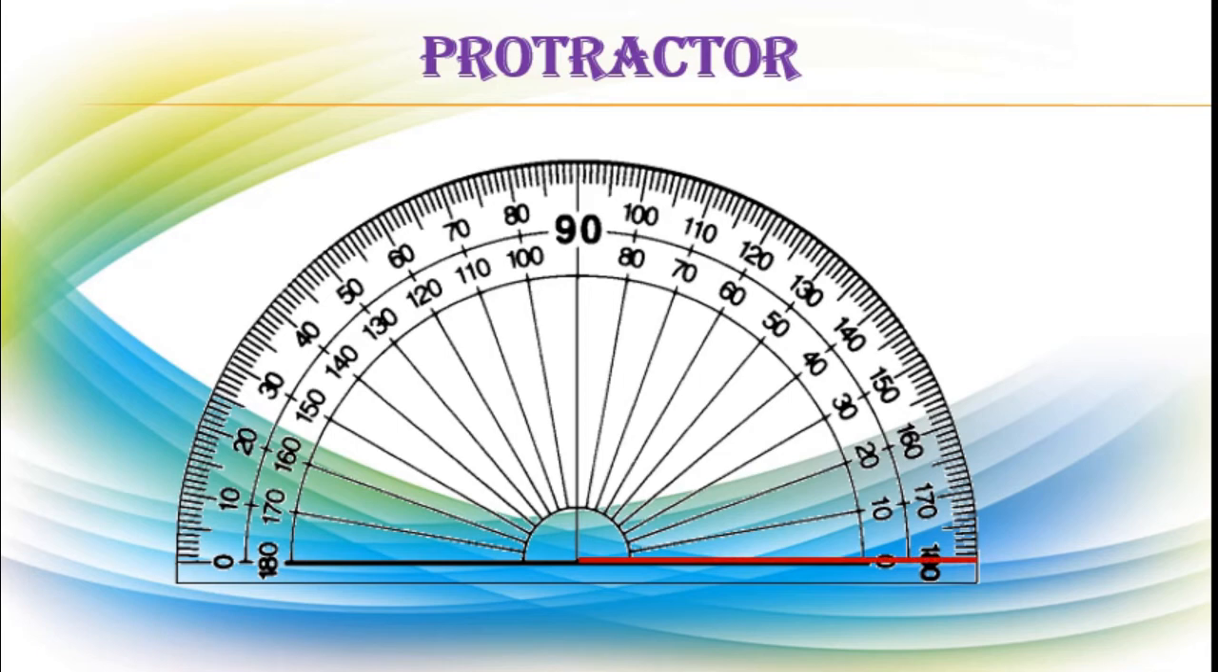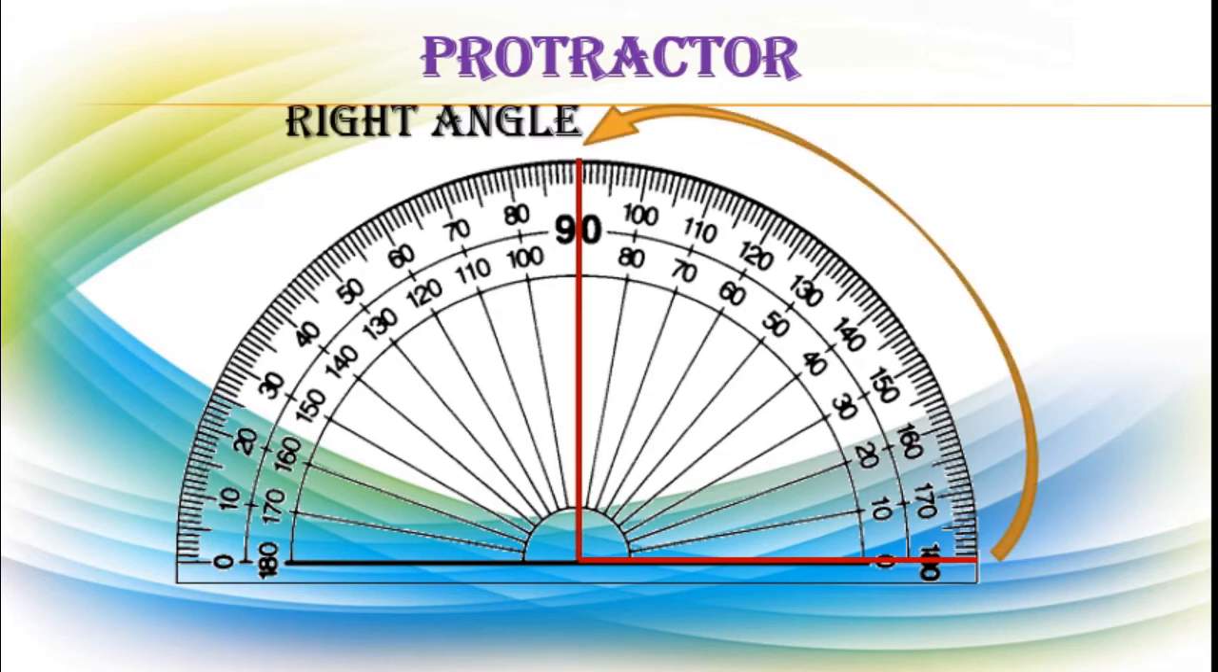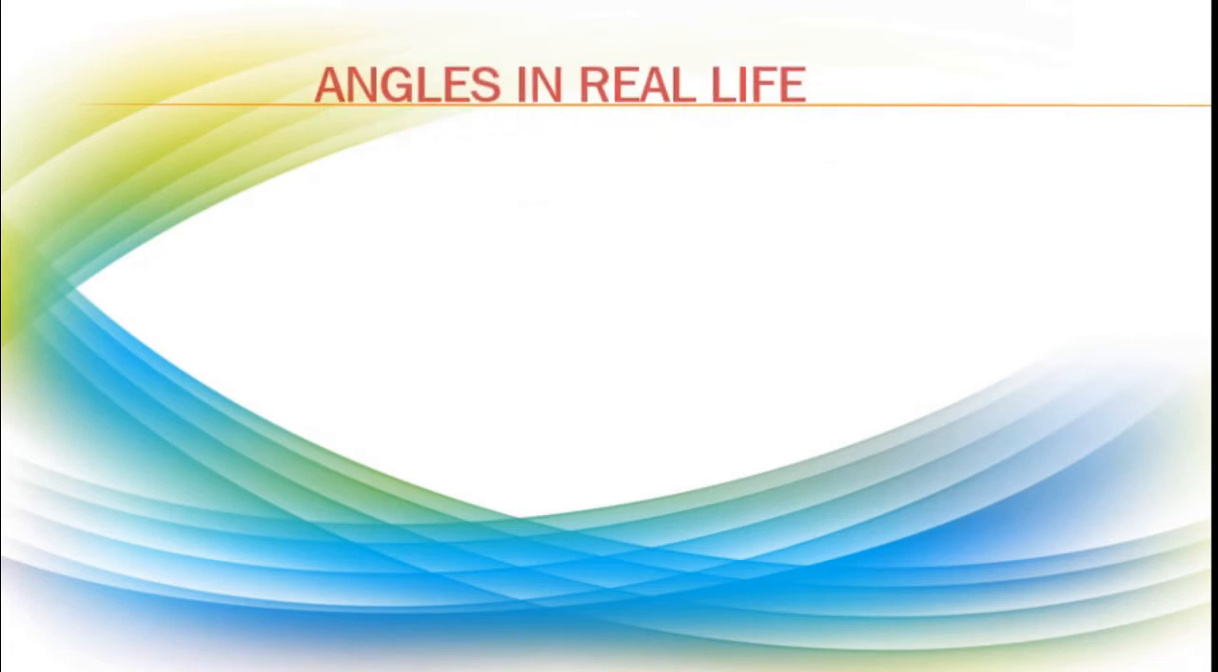See students, this is 0 degree and this is the L shape, that is 90 degrees. See, from here to here, that is a right angle. Now a right angle is equal to 90 degrees. Okay, confirm. Okay, we will move to the next one.